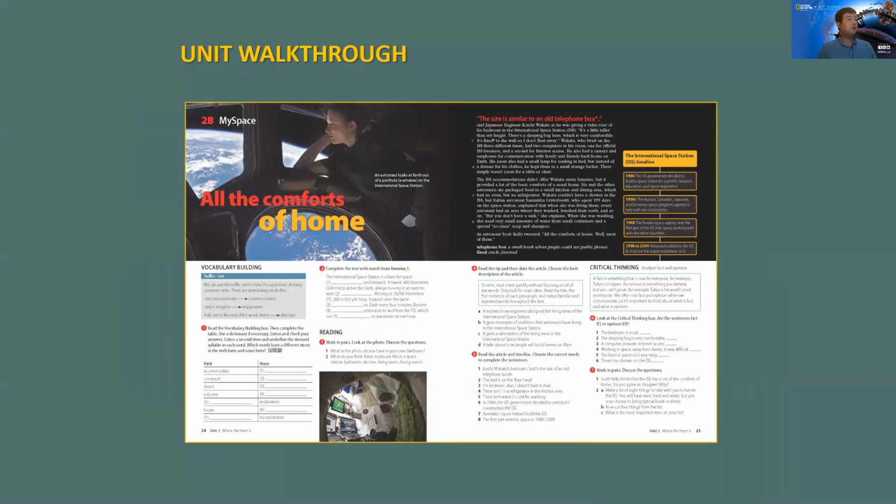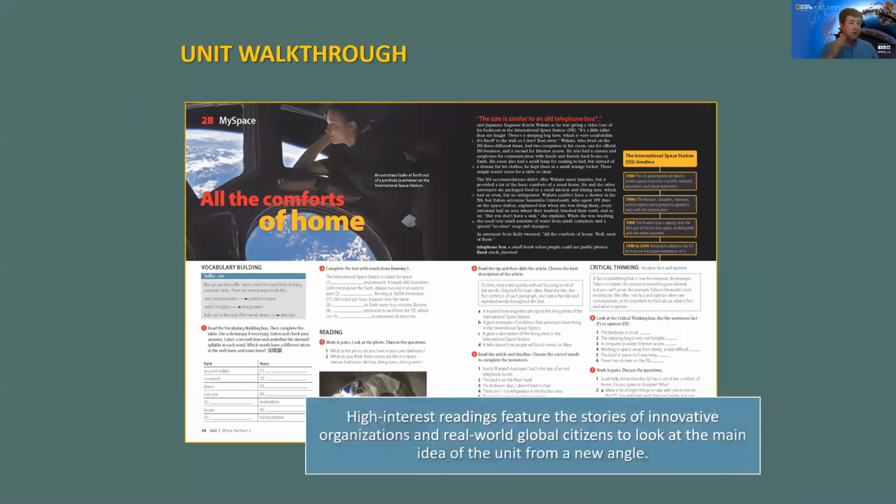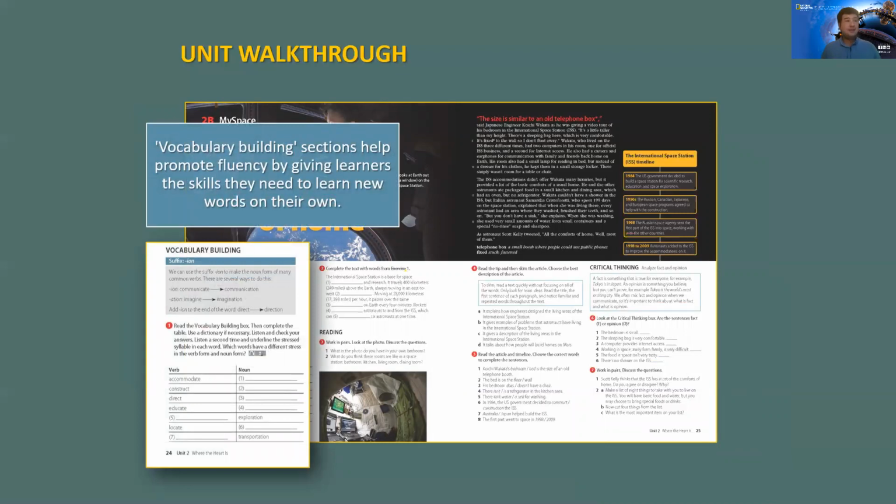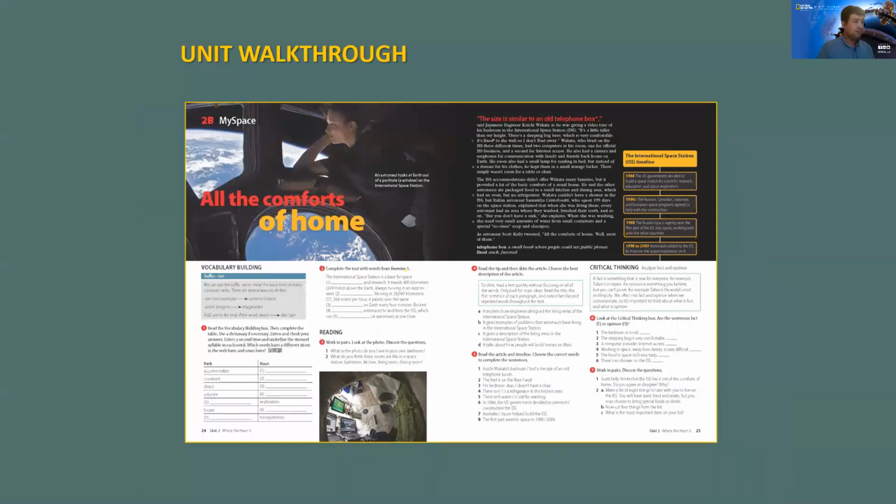Following the listening and the first grammar, we have our reading lesson. These readings are selected to be high interest and to feature the stories of innovative organizations and global citizens to look at the main idea of the unit from a new angle. We'll also incorporate in this lesson vocabulary building sections, which help to promote fluency by giving learners the skills that they need to learn new words on their own.